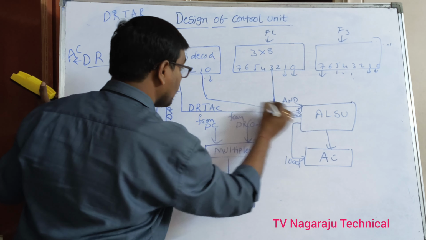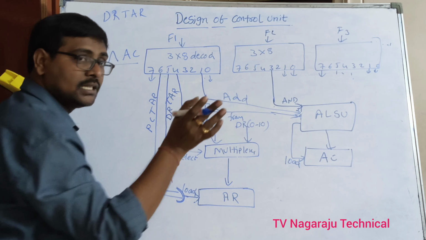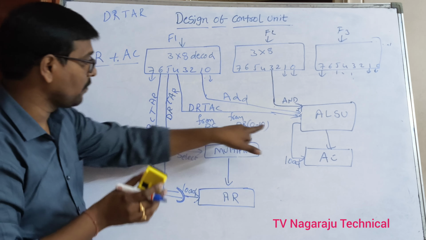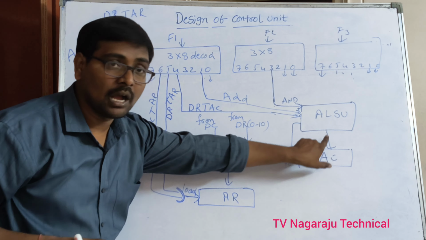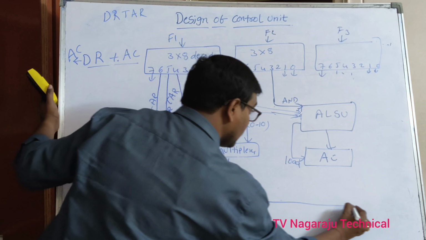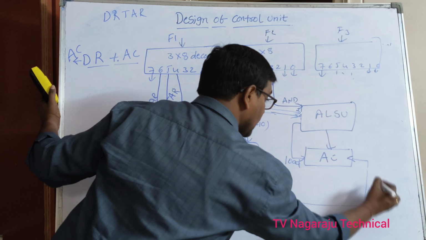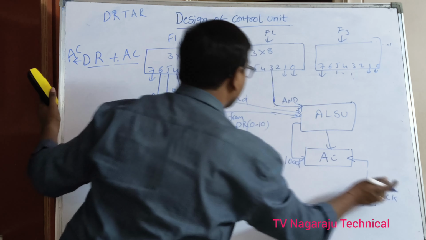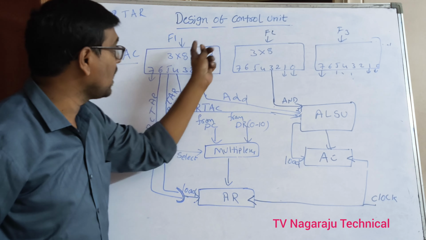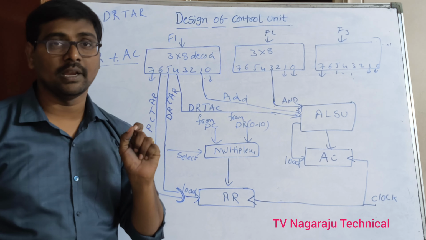it simply does the add operation. Again the same procedure. Add operation means DR plus AC. The add operation is performed, and whenever the load is enabled, the content is copied into AC. We have a clock that synchronizes AC and AR. This is how the micro operations F1, F2, F3 are created.